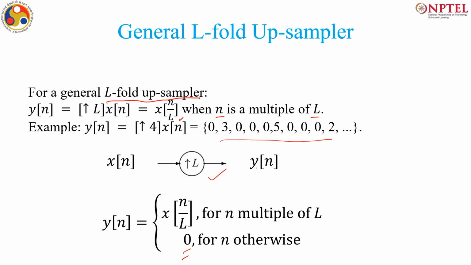So, if I upsample that signal which I gave as an example, I am plugging in 3 zeros for upsampling by a factor of 4. So, in general, if I upsample by L, I have to add L minus 1 zeros in between two samples of my input signal.